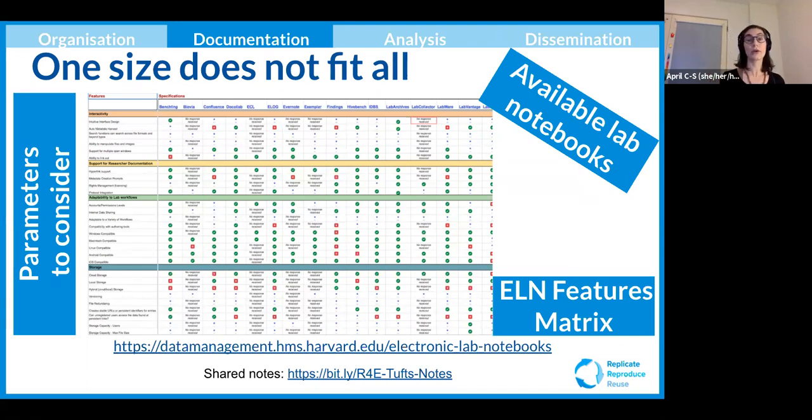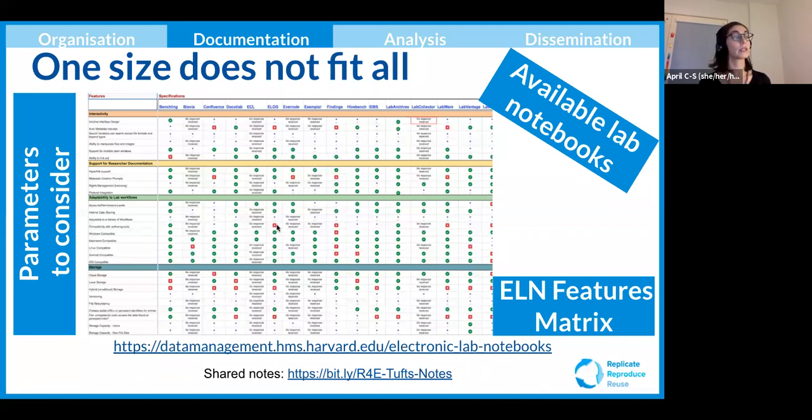So there's this really great spreadsheet that Harvard actually keeps up to date that will compare all of these different lab notebooks in one spreadsheet, including how interactive they are. How are things stored? Are they stored locally? Are they stored in the cloud? How expensive are they? These sorts of things are really important. When you are choosing a free one, you want to make sure that you understand exactly what the terms and conditions are. How long are they going to keep your data for? Things like that. So this spreadsheet is really helpful if you're thinking about starting with an electronic lab notebook to figure out where's a good place to start.